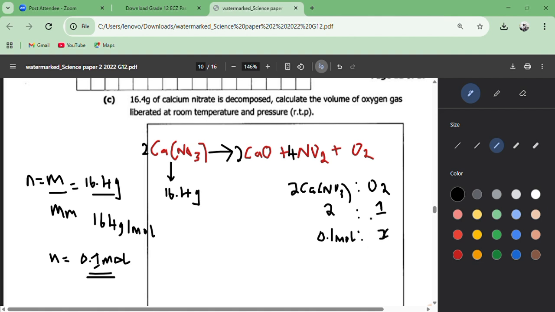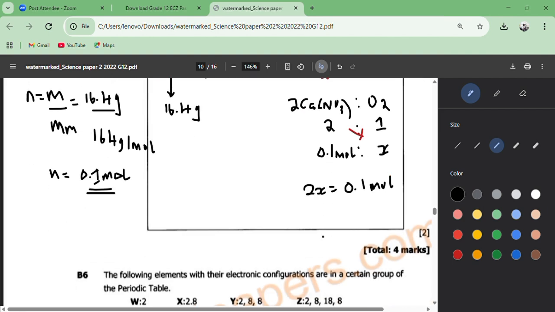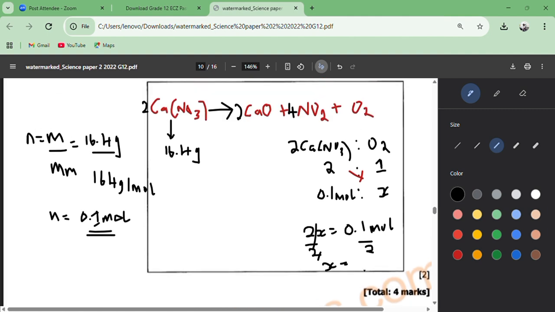Here, just say x. Then we cross multiply. This and this, you get 2x, 0.1 more. Dividing both sides by 2, what do we get? Quickly, anyone? 0.1 divided by 2.